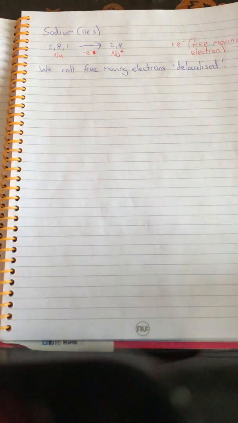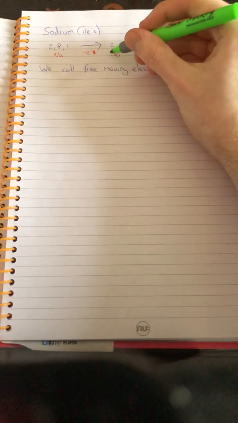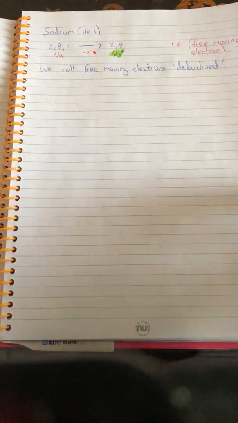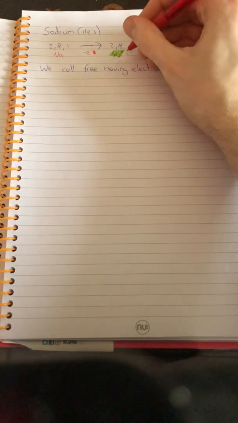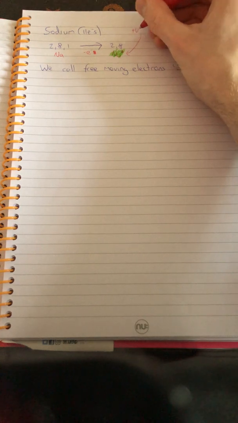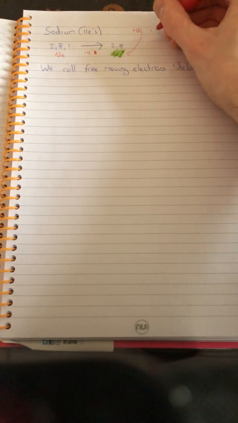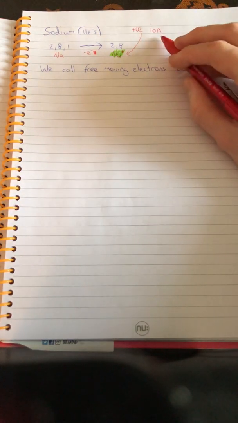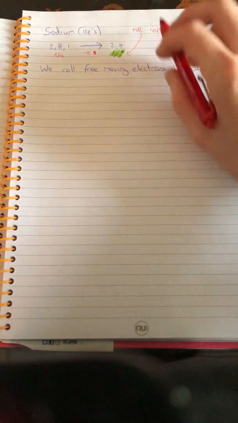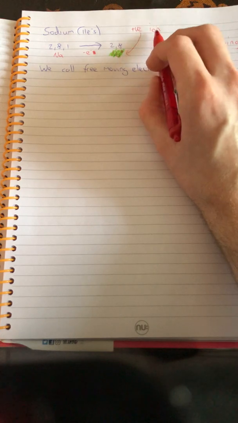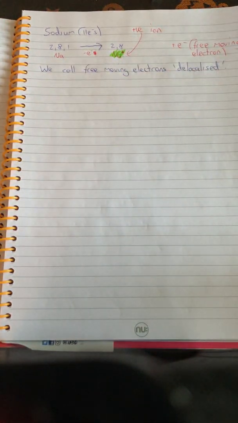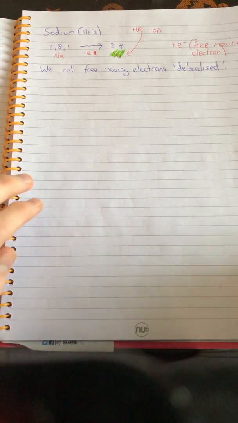And I just want to point out that this here, I mean this is pretty obvious because you've already done it, but this here is called a positive ion. Okay, remember ions are called charged particles, so if we've got a charge, it's an ion. This is a positive ion because it's got more protons than it does electrons now.